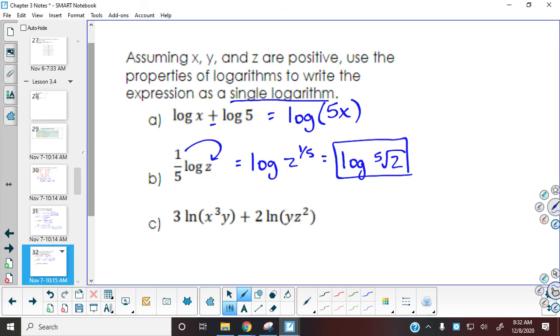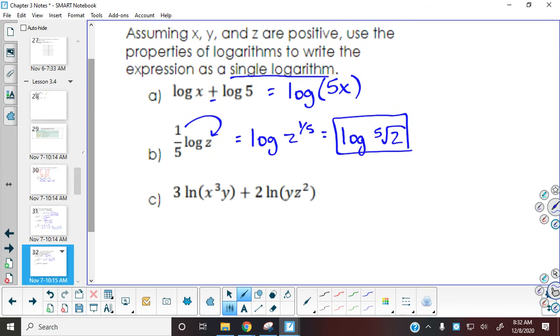Part C is a little bit more complicated. We have several different things going on. So we're going to do order of operations first, and we are going to take this cube up here, and this squared up here. So at this point, we have natural log of x times y to the 3rd power, all cubed, plus natural log of y z squared, all to the 2nd power.